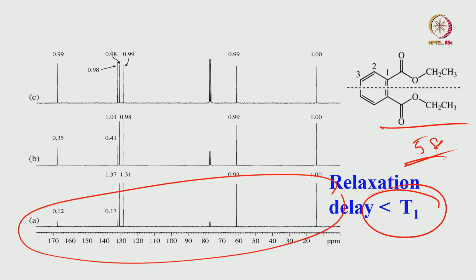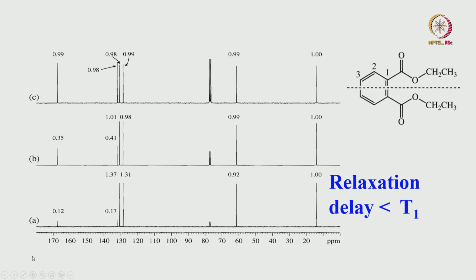You acquire the signal, and this is what you are going to get. See, for example, these carbons are not of equal intensity, but they are individual carbons. Why are we not getting equal intensity? When there is an overlap, I understand. When there is no overlap, why are we not getting equal intensity for individual carbons? So that is a problem. It is a possibility because we have given a relaxation delay less than T1.